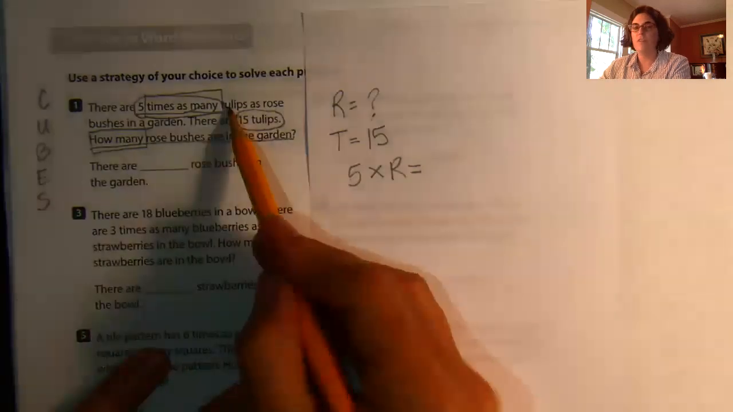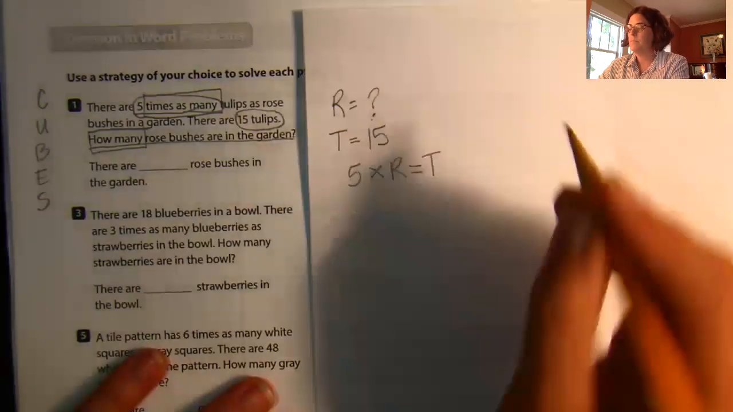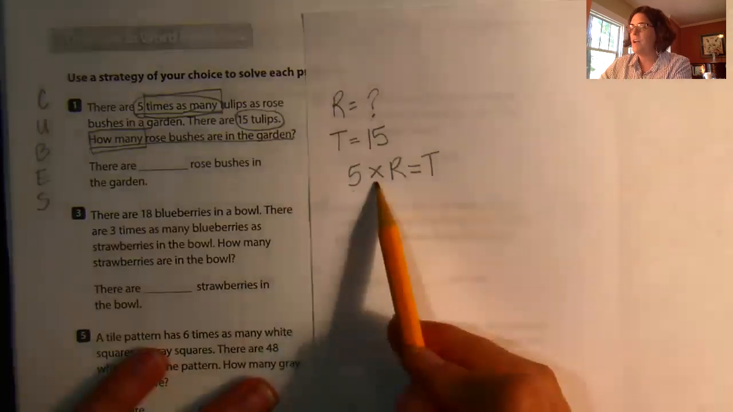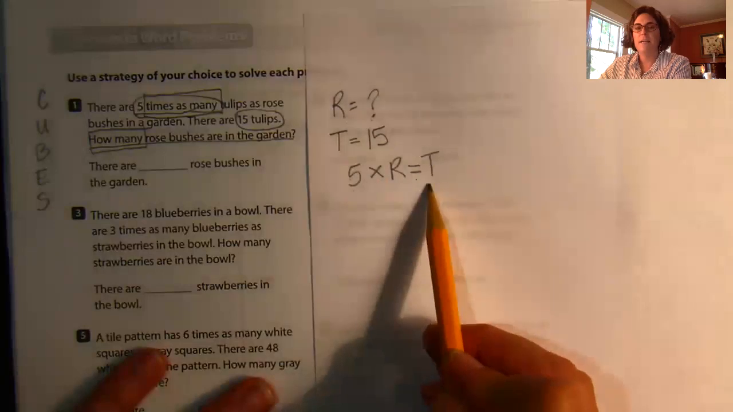As many tulips. Very good. Tulips. So now we have an equation to work from. It's still not division, but I think it's coming, division will be coming up soon. 5 times R equals T. Now we know some of these numbers, so let's go ahead and find out what this variable equals and plug it in.